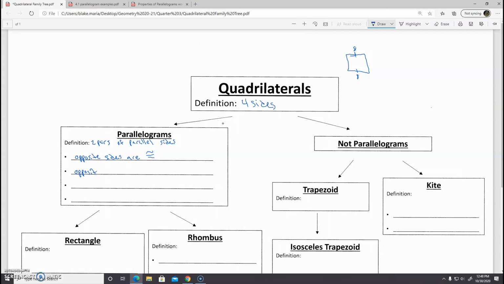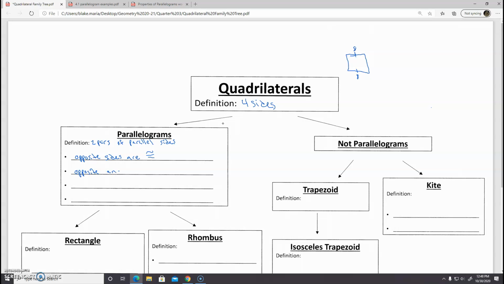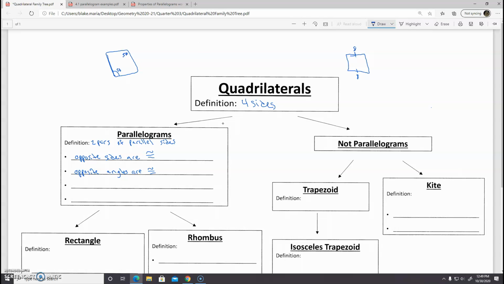Also opposite angles are congruent. Again, you don't have to draw these, I'm just showing you examples as we go. If I tell you that this angle is 50, you can tell me that this angle is 50. So opposite sides are congruent and opposite angles are congruent.